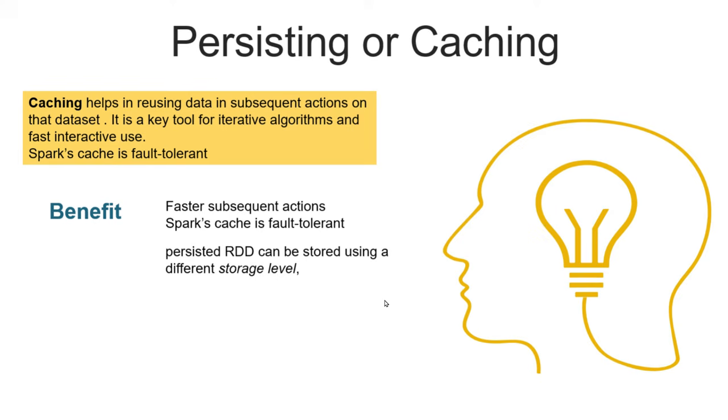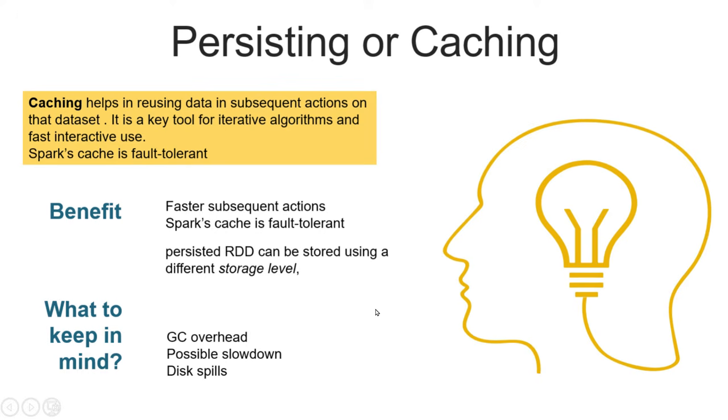So we have memory only, disk only, memory and disk, and there are a variety of ways in which you can store the cache. Essentially you can tell Spark whether you want to cache it in memory, or in memory and disk, or disk. So there are different ways in which you can tweak it.